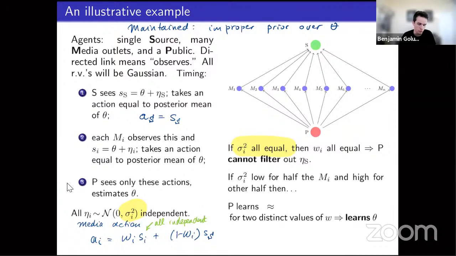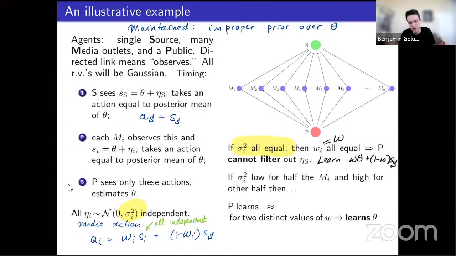Then what you're going to learn is, and they're using a common W, right? So W, these are all equal to W. What you're going to learn is W times the average of these signals, which is theta, which is what you'd like to learn, plus 1 minus W times the source's signal.